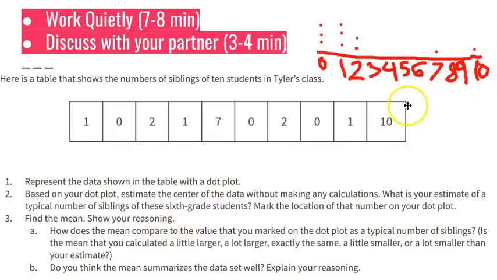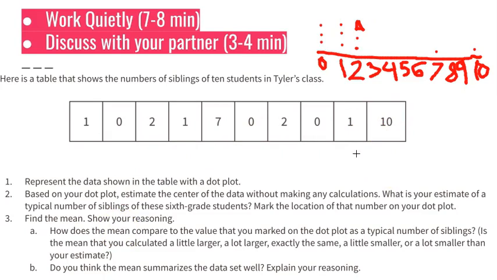What's going to be the center of this? Probably closer over towards 2 or 3, right? Because we do have some larger amounts here, but most of it is heavily over on this side, isn't it? So what's the typical amount, do you think? I'm going to say it's probably somewhere around 2 siblings.